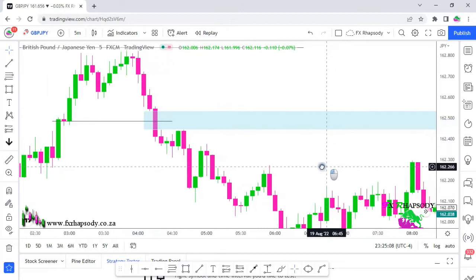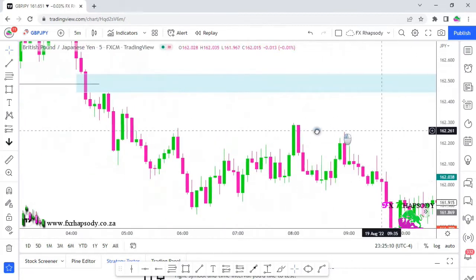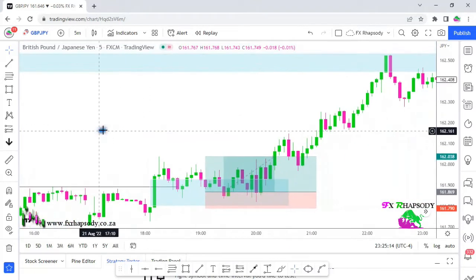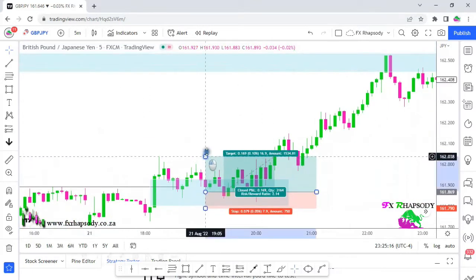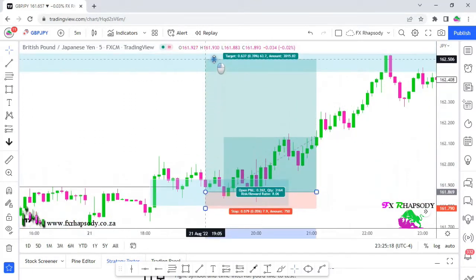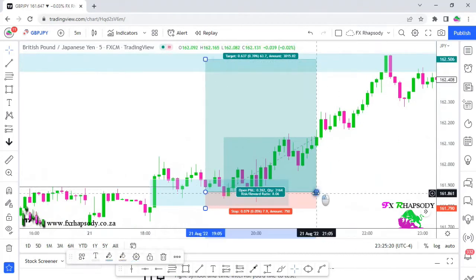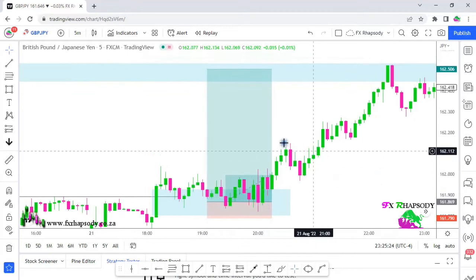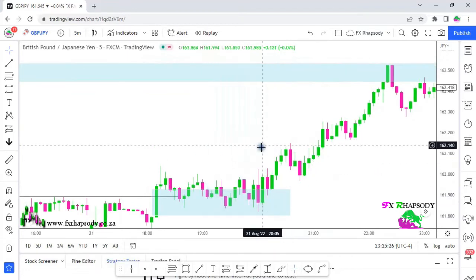So what does price do? Price goes and gets drawn to that liquidity area. So moving a bit sideways, my take profit will be there. Okay, that's going to be my take profit area. Okay, so I'm taking that out.